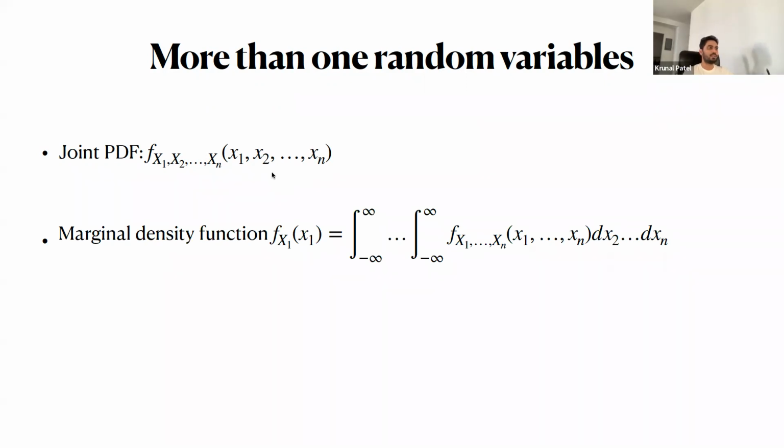So it's not very complicated. All we have to do is basically integrate with respect to everything else, right? So leave x1 there and integrate this joint probability distribution function with respect to x2, x3 up to xn. If you do this, then what you end up getting is a function of x1, and that is your marginal density function.